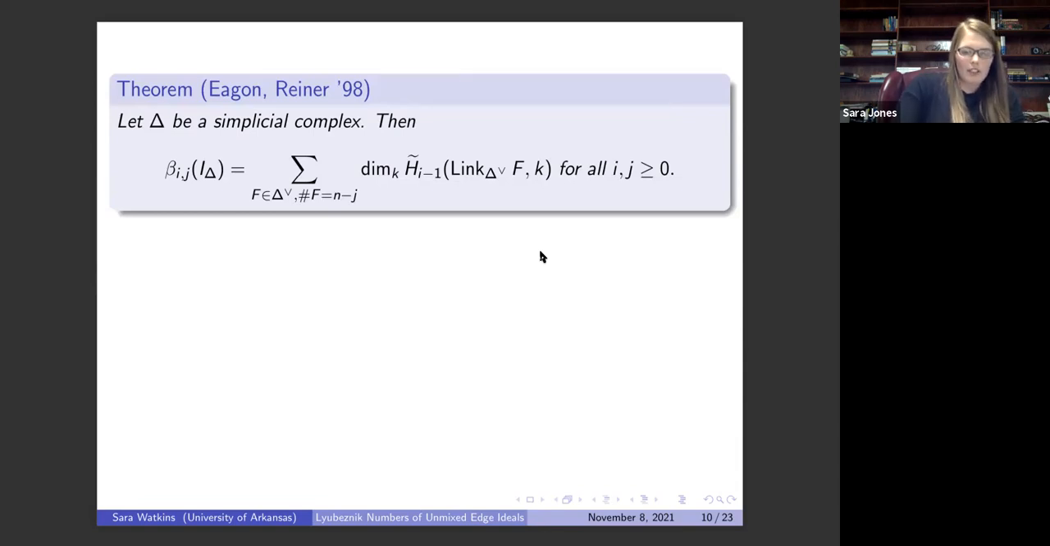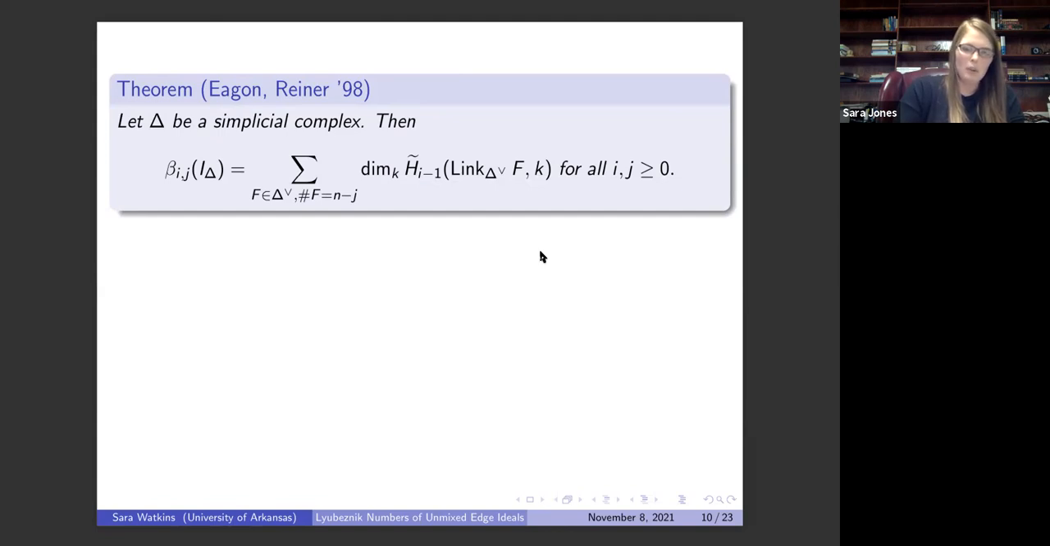So yeah, it's by Eagon-Reiner. It was in '98, and he says that the graded Betti numbers that we see here are given, I'll go ahead and mention, notice there that these are the graded Betti numbers of the Stanley-Reisner ideal, and it's given by this sum over all the faces in the dual of the simplicial complex. And then it's looking at the sum of the dimension of the reduced homologies of the link.